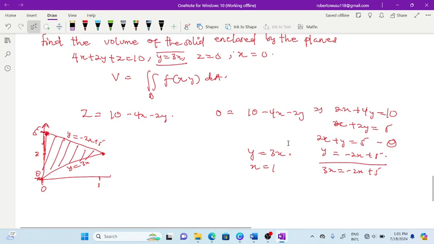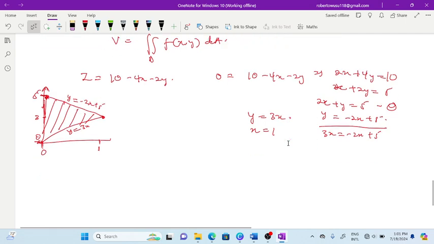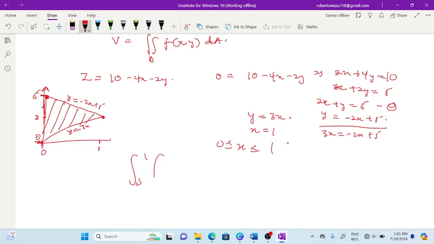On that note, we go straight to our integrals. Remember, x spans from 0 to 1. So the limit for x is greater than or equal to 0, less than or equal to 1, and that will be the outer integral, 0 to 1. The inner will be from 3x, which is the lower limit, to negative 2x plus 5. Our function is 10 minus 4x minus 2y, then dy dx. Take note, dy dx. As simple as that.